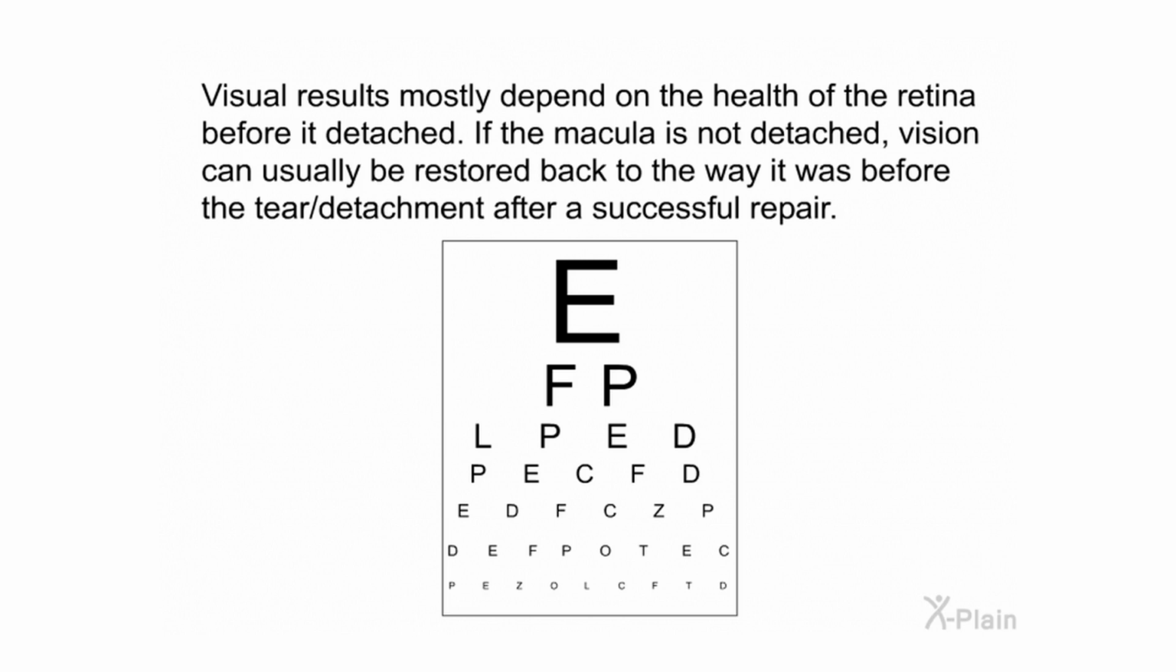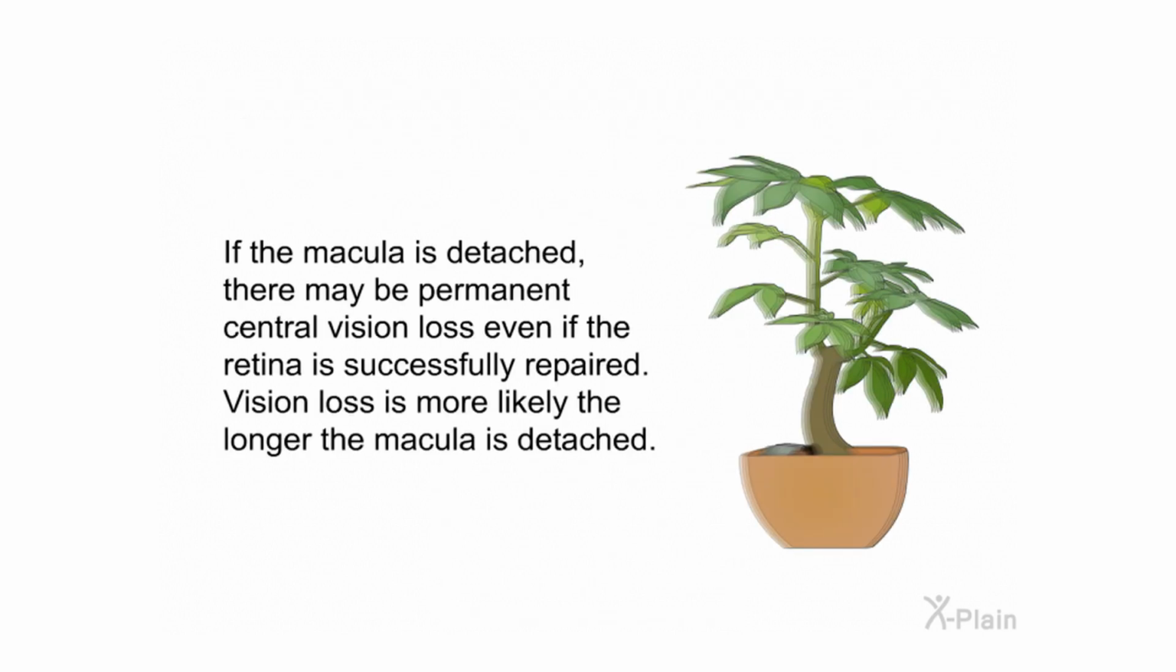Visual results mostly depend on the health of the retina before it detached. If the macula is not detached, vision can usually be restored back to the way it was before the tear or detachment after a successful repair. If the macula is detached, there may be permanent central vision loss even if the retina is successfully repaired. Vision loss is more likely the longer the macula is detached.